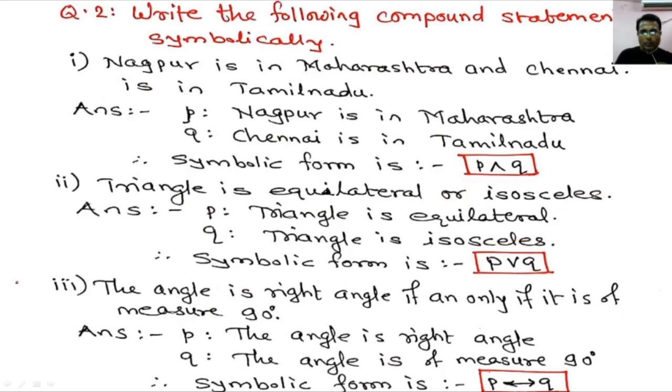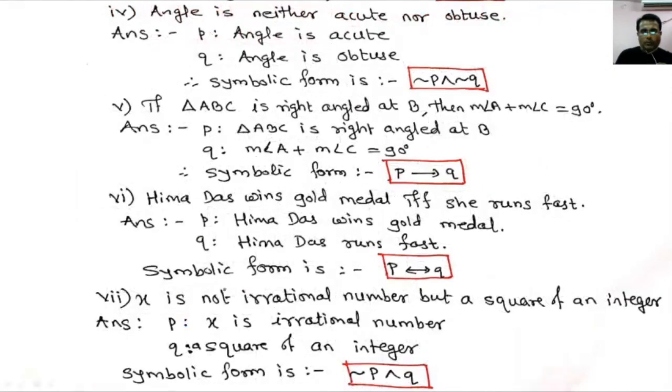Next question, the third one: the angle is a right angle if and only if it is of measure 90 degree. We know that here the connective used is if and only if, and therefore taking P as the statement the angle is a right angle, Q as the statement the angle is of measure 90, it is clear that if and only if is used, therefore this is the symbolic form. Next question, the fourth question: the angle is neither acute nor obtuse.